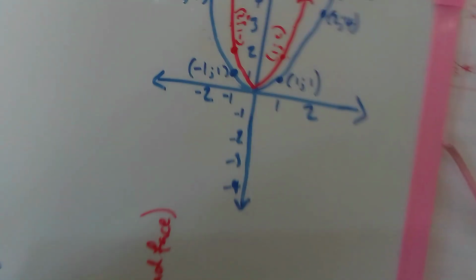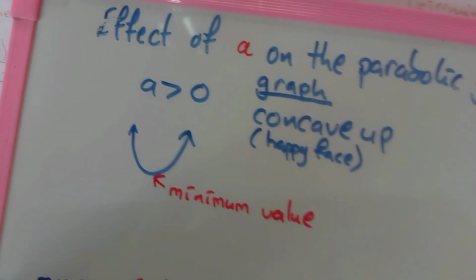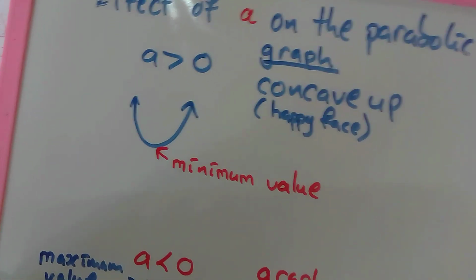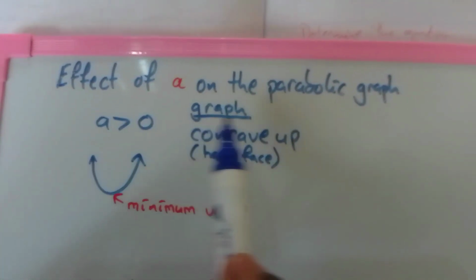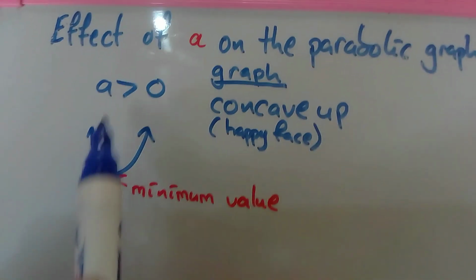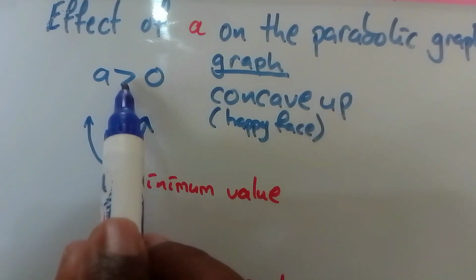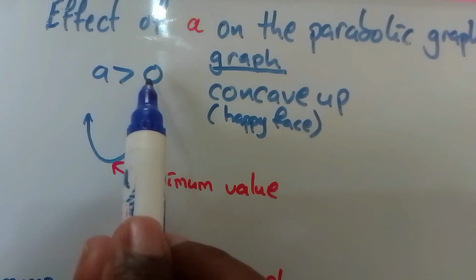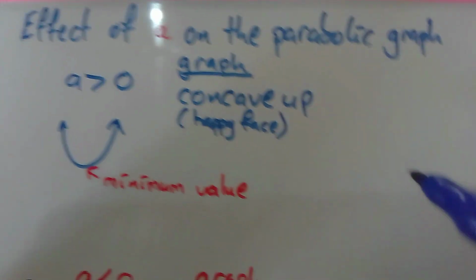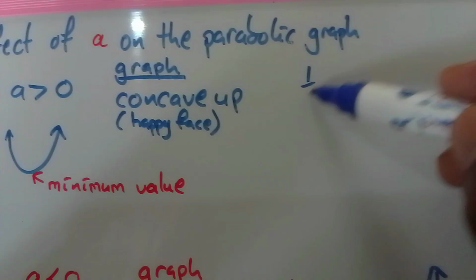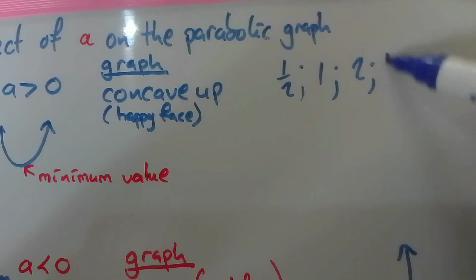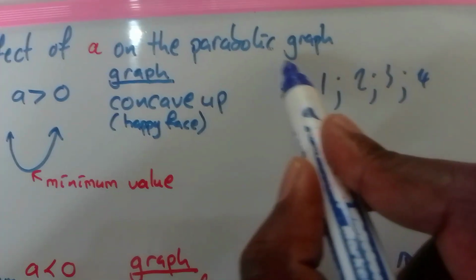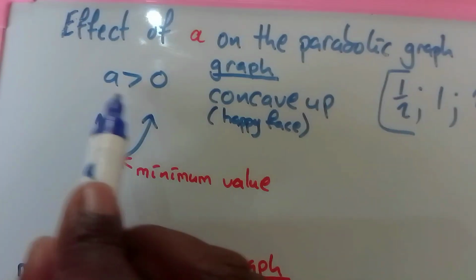However, that is not the only effect of A on the parabolic graph. Here is the other effect of A on the parabolic graph, right? So what happens here? Effect of A on the parabolic graph. Now, when A is more than 0, this sign is telling us that A is more than 0. What happens when A is more than 0? This is when we're getting values of A like half, when we get values of 1, when we get values of 2, 3, 4. Any positive numbers, they are bigger than 0. That's what is meant by this.